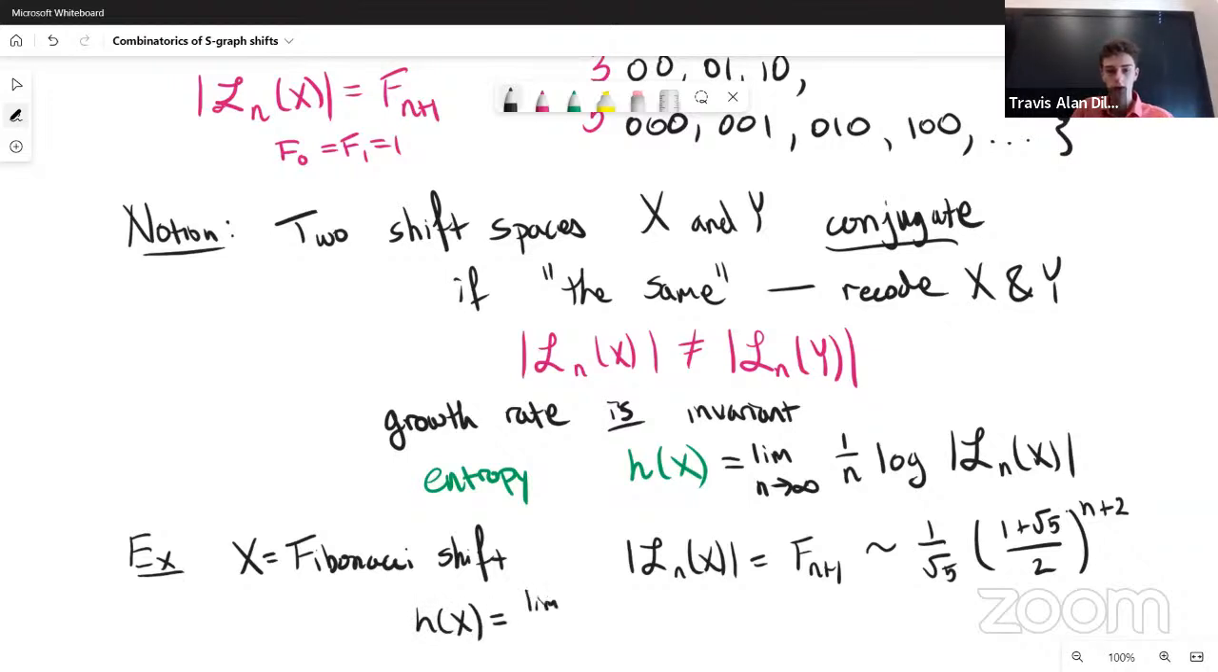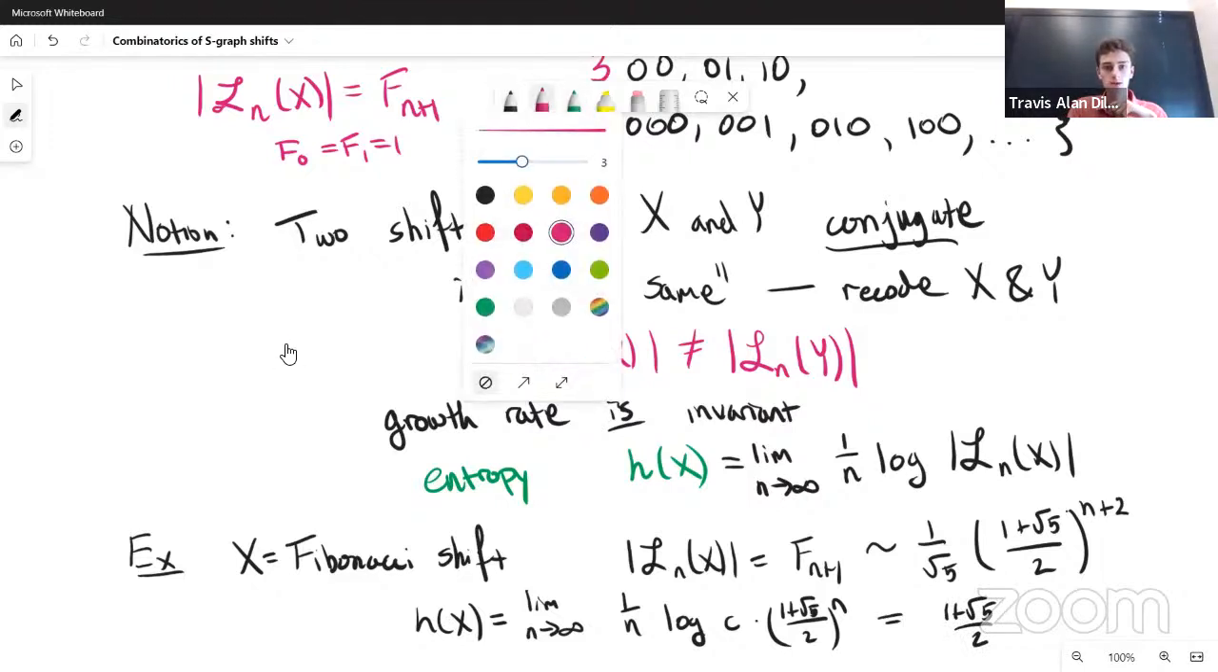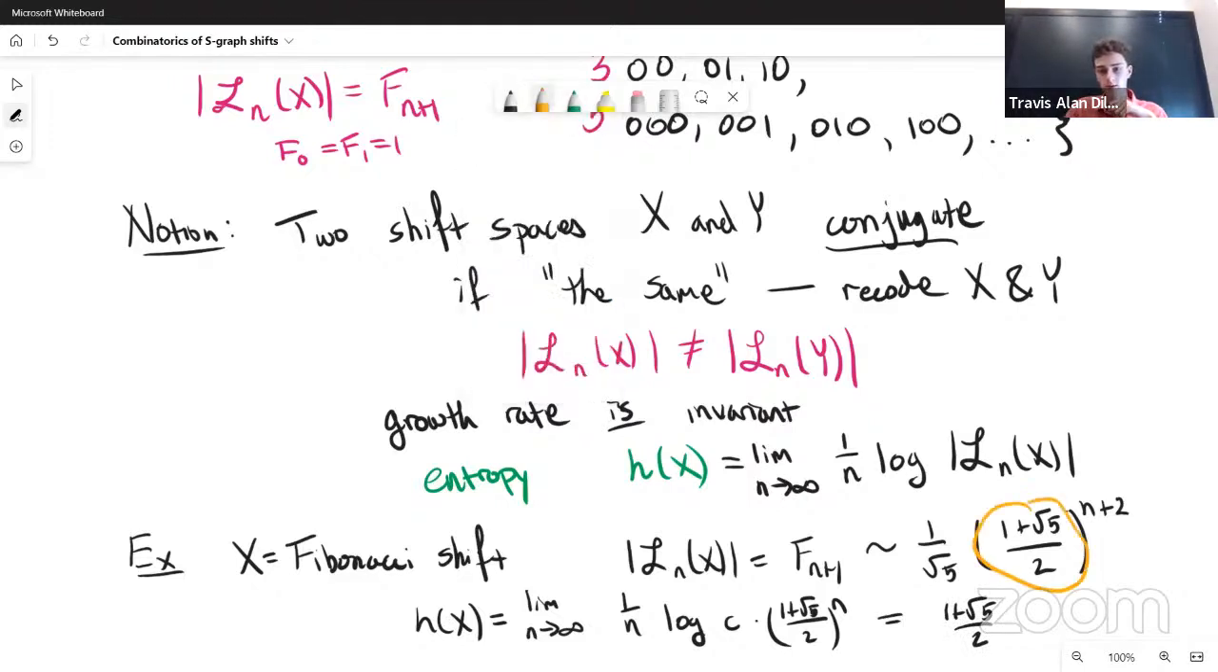So we've got this limit as n goes to infinity of 1 over n times the log of some constant times (1 plus root 5 over 2) to the n. And what happens is that this limit with the 1 over n and the log will eat the constant, and this just gives you 1 plus root 5 over 2. So really what you're doing is extracting this base of the exponential growth rate, and that's what you get as the entropy. And for this reason, typically this is actually called the golden mean shift, because this quantity of the entropy is the golden mean.